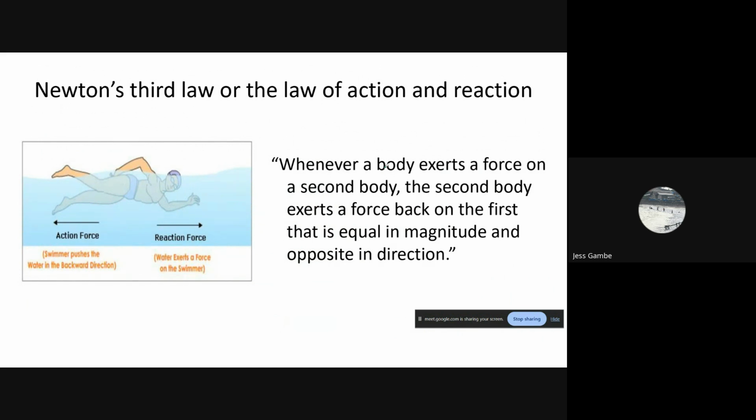So whenever a body exerts a force on a second body, the second body exerts a force back. Meaning the water exerts a force opposite to the force exerted on it, thus pushing him in a direction.